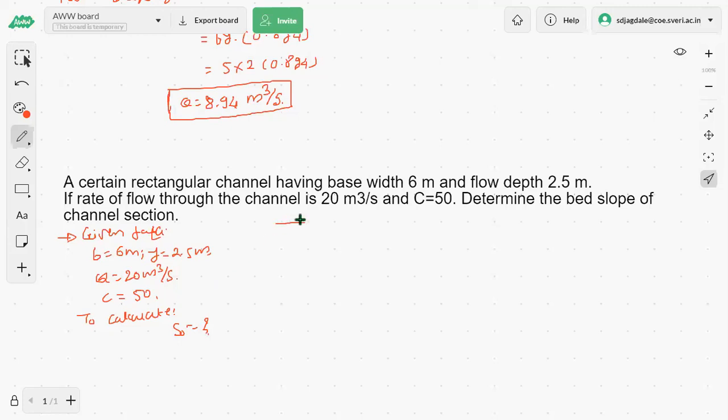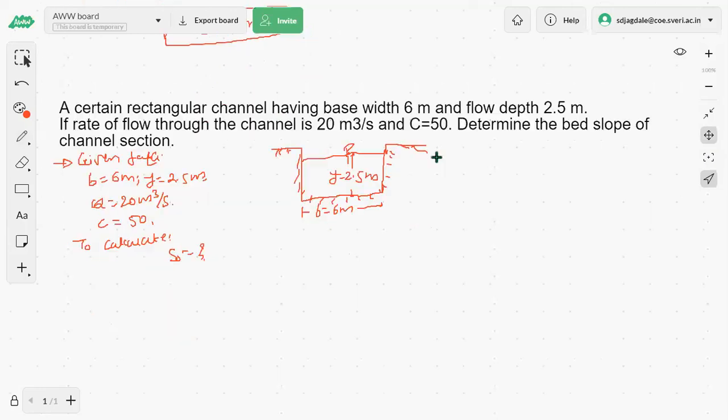I will go for the rough sketch also. 6 meters is its width. This is the ground level we'll consider. Then the water surface. This is the B, that is 6 meters, and this is the flow depth Y, that is 2.5 meters. Okay, with those things they have asked to calculate the bed slope S naught. So which equation will be required?